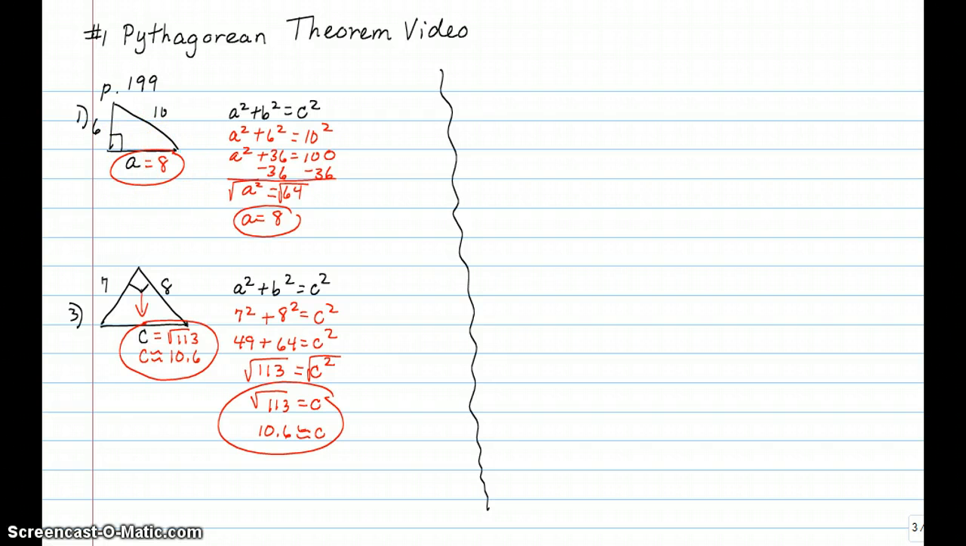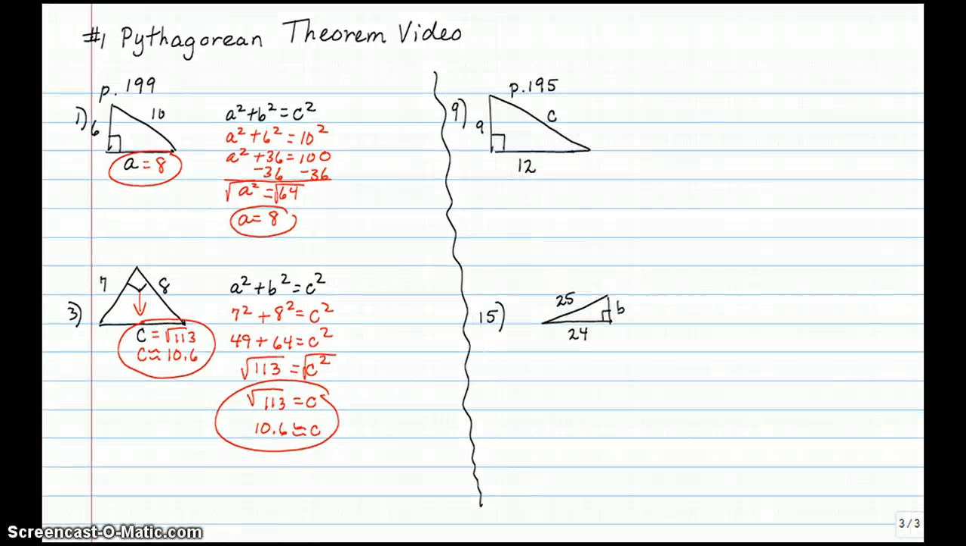Okay, now we're going to have you go ahead and try your own. The problems that you're going to need to do on your own will be from page 195, number 9, you can see the picture, and number 15. Go ahead and show your work. Bring 1, 3, 9, and 15 to class. This will be a grade. We'll grade 9 and 15 in class, and then we'll go over it.